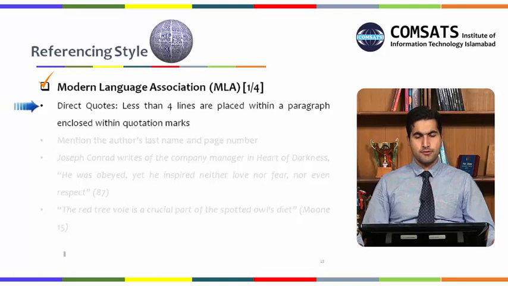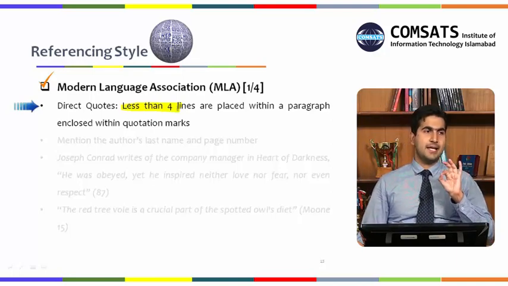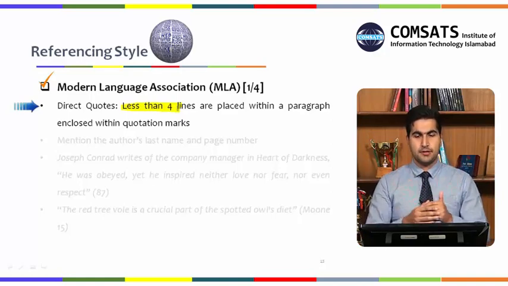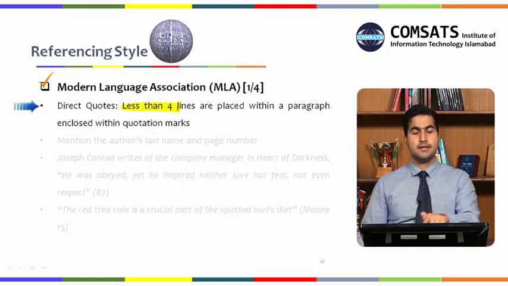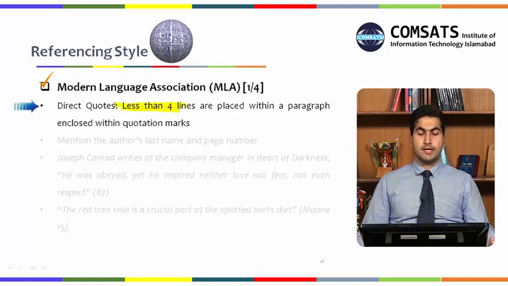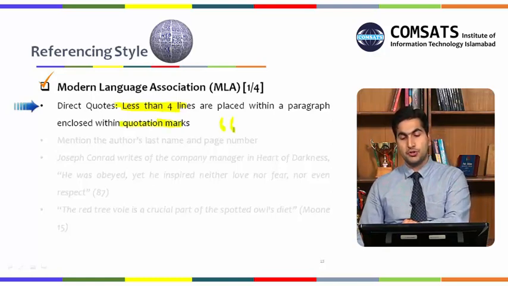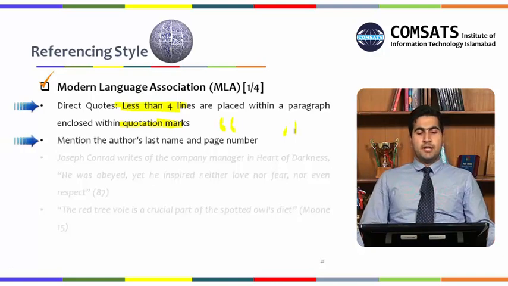So in case of using an MLA referencing style, if you have to place a direct quote which is less than 4 lines, it is placed of course within a paragraph, just the way I told you, so that it becomes an in-text citation rather than a block text citation which is placed separately. So within the text it would be placed when there are less than 4 lines within a paragraph, and of course you're going to enclose these within quotation marks. Then you mention the author's last name and page number, as you will see as well.